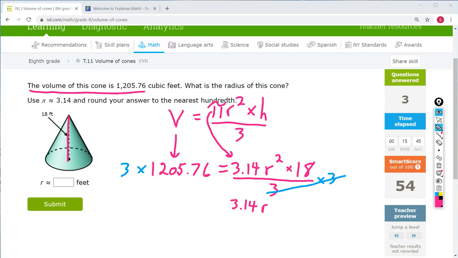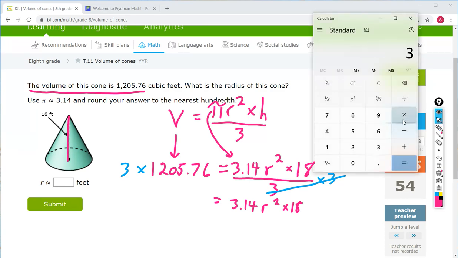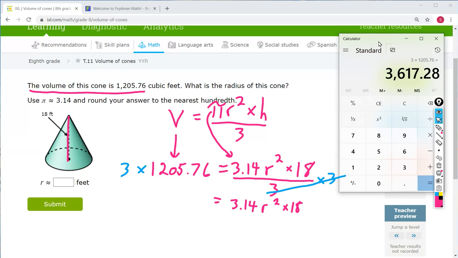3.14 times r squared times 18 equals, I'm going to use the calculator and say 3 times 1205.76 equals 3617.28.